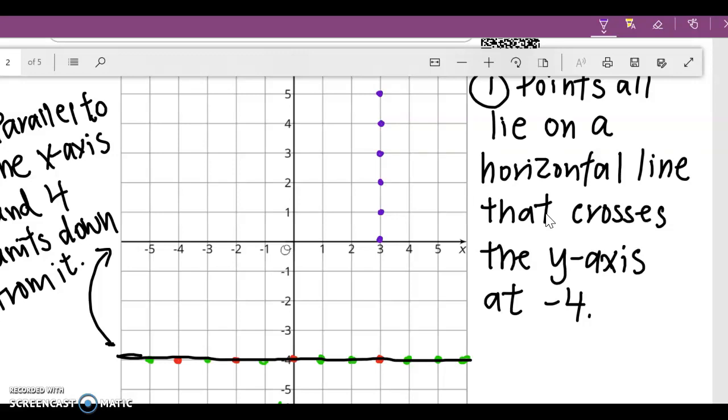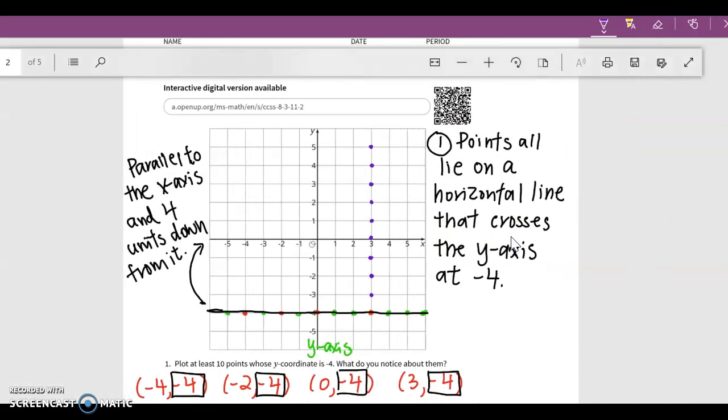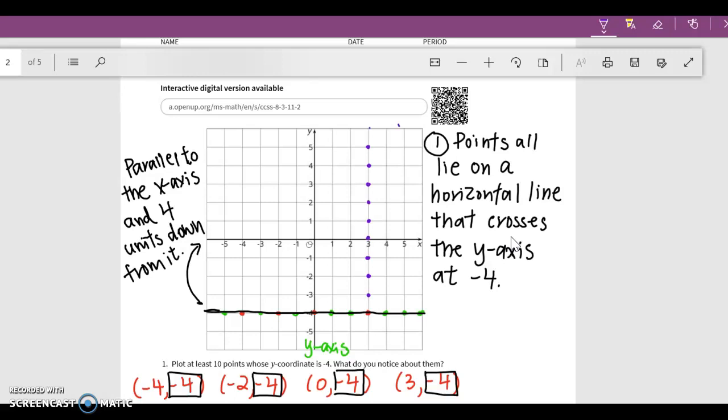So when x is 3, y is 5. When x is 3, y is 4. When x is 3, y is 3. When x is 3, y is 2. When x is 3, y is 1. When x is 3, y is -1. When x is 3, y is -2. When x is 3, y is -3. Okay. So I guess you guys will see the pattern by now. We can go ahead and connect all these points, and then we'll have one vertical line.